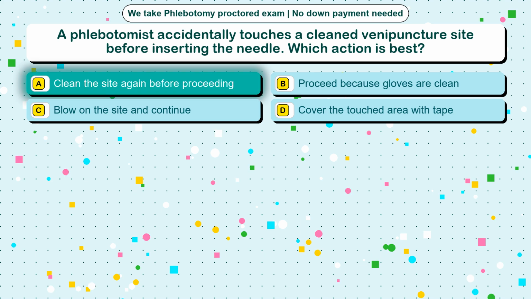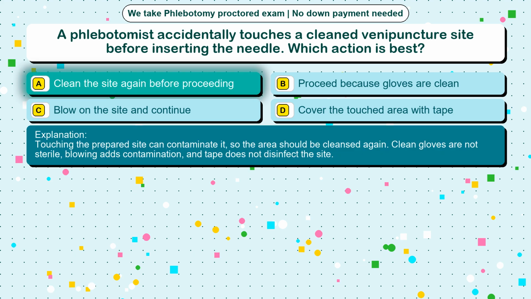The correct answer is option A, clean the site again before proceeding. Touching the prepared site can contaminate it, so the area should be cleansed again. Clean gloves are not sterile, blowing adds contamination, and tape does not disinfect the site.